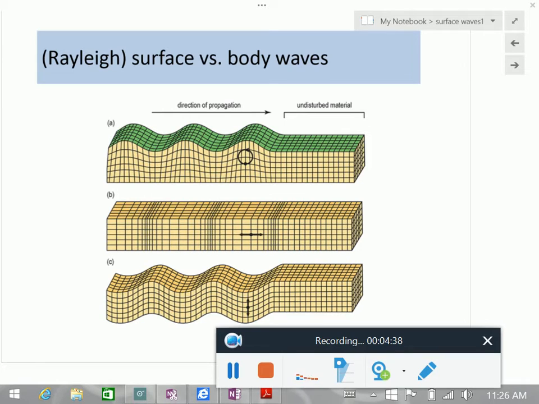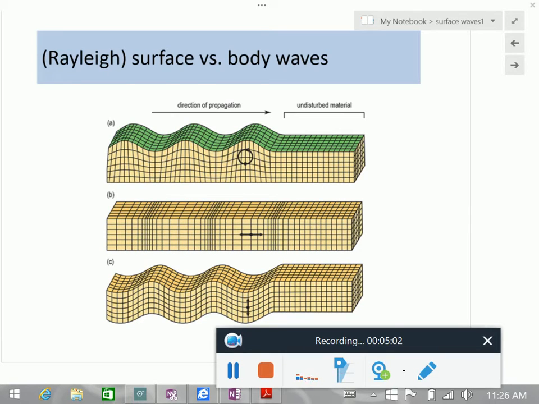How about here? We have both. Pay attention, at the bottom we don't see much happening. Everything seems to be happening on the top, and there you have both. The elements are distorted as well as dilated, compressed, and stretched. So this is the Rayleigh surface wave.